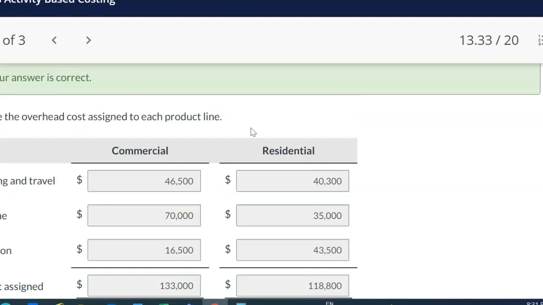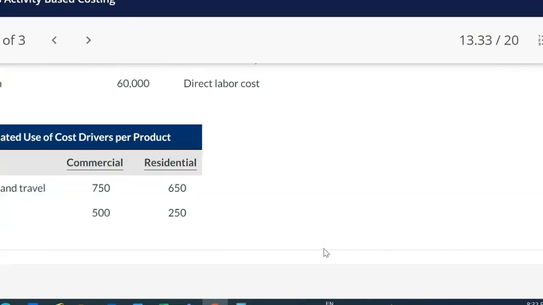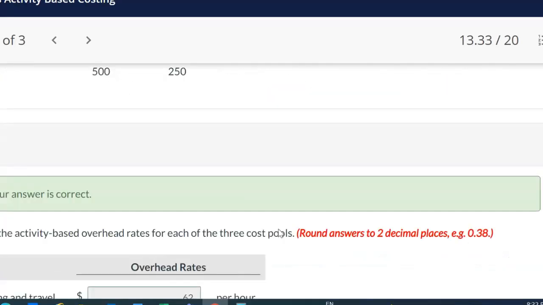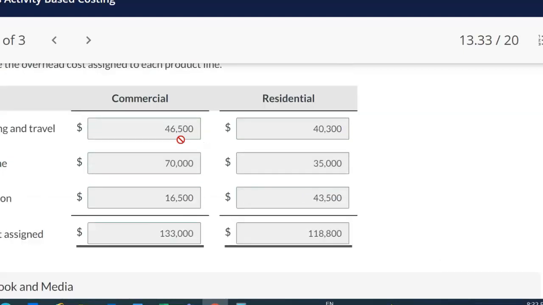Now look at 133 commercial and 118 residential. What were they charging up above? Go back to the top of the question. What was the accountant doing? The accountant was charging 86.8 to commercial and 165 to residential, whereas you just figured that residential is 118 and commercial is 133. So you see with activity, you're getting a fairer allocation.